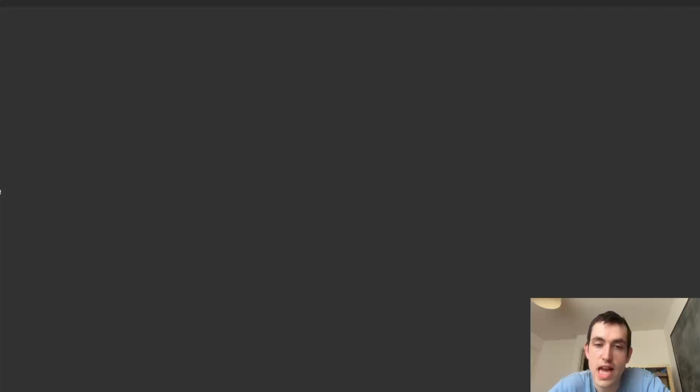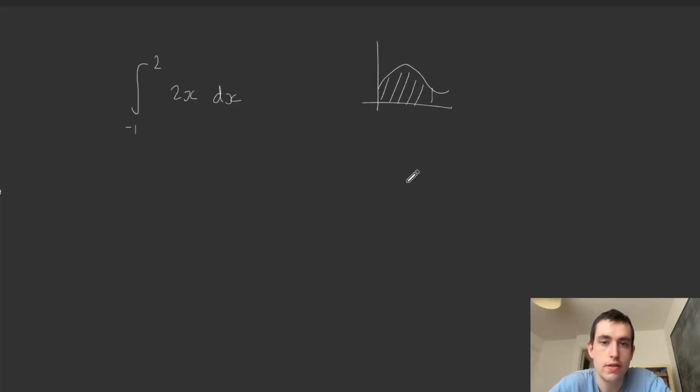Today we're going to further our knowledge of AS integration by introducing integrals with limits on, which would look somewhat like this, and also look at how to find the area underneath a curve, something like this.